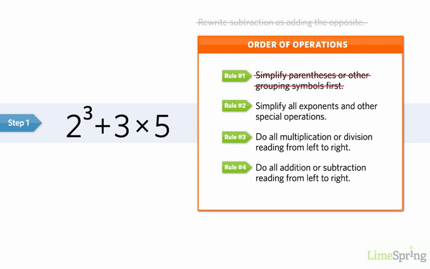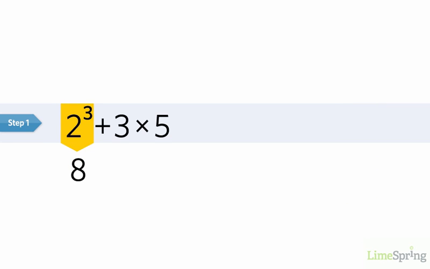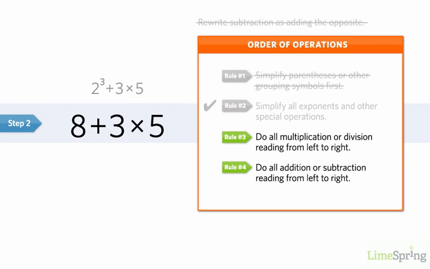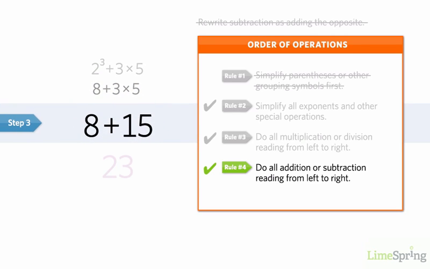There are no parentheses or other grouping symbols, so we look for exponents. We have 2 cubed, and 2 cubed equals 2 times 2 times 2, which equals 8. So we have 8 plus 3 times 5. There are no more exponents, so we move on and perform the multiplication before the addition. 3 times 5 equals 15, which gives us the expression 8 plus 15. And 8 plus 15 equals 23. So we have 23 as our answer, and we're all done.